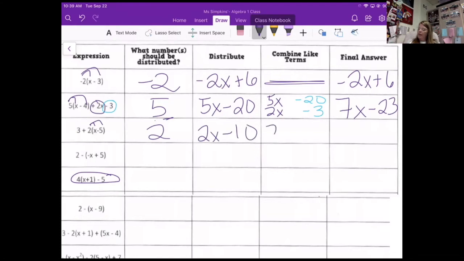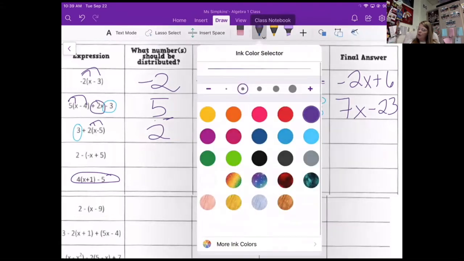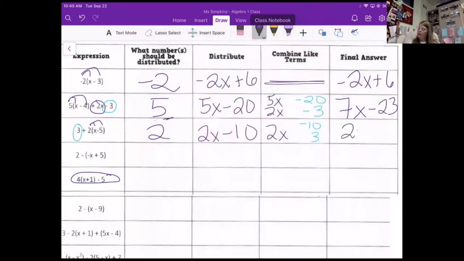And we do have like terms, so we have 2x, and then we have 2 constants. We have the -10, and then if we go back we want to make sure to include that +3. So when we combine those, we would get an answer of 2x minus 7 for that one. Do you have a question? Are you good? I saw your hand like over here.